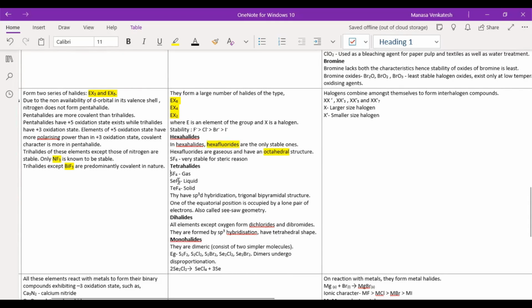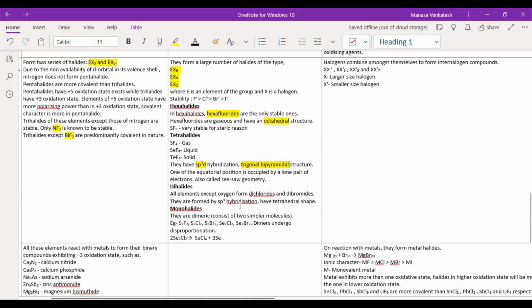So they have 4 halogen atoms. SF4 is a gas, SeF4 is a liquid, TeF4 is a solid. So they are sp3 hybridized, and the shape is going to be trigonal bipyramidal. In the hexahalides, it's octahedral, and in the case of tetrahalides, they are trigonal bipyramidal.